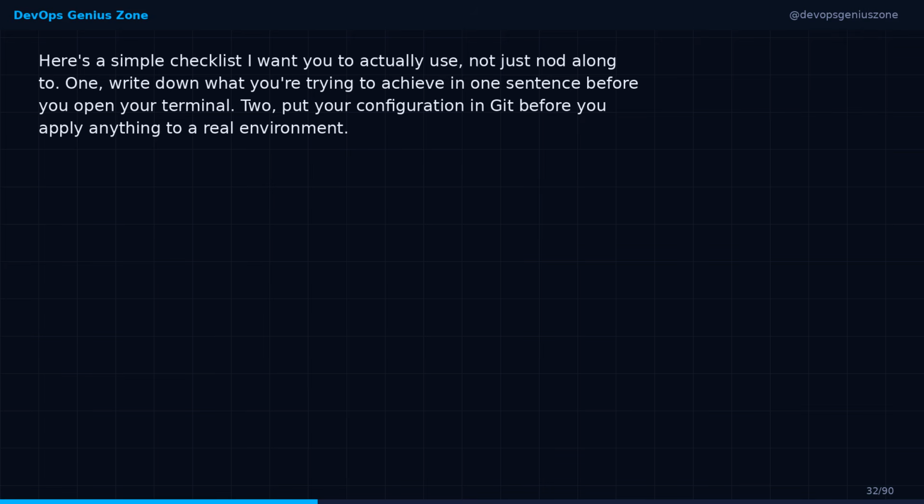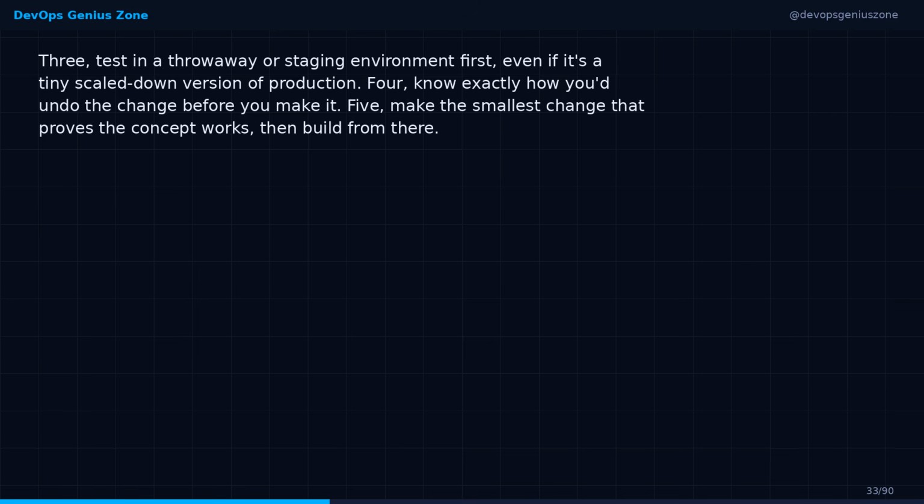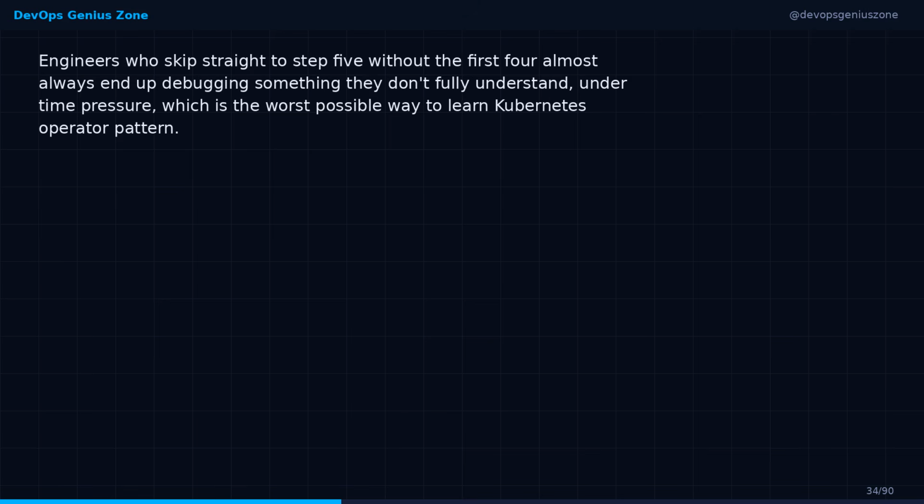Engineers who skip straight to step 5 without the first 4 almost always end up debugging something they don't fully understand, under time pressure, which is the worst possible way to learn Kubernetes operator pattern. Best practices from senior engineers are straightforward, but often overlooked. Automate the repetitive work. Document your decisions, not just your configurations. Test in staging before production. Monitor everything. And when something breaks, and it will, write a postmortem and learn from it.